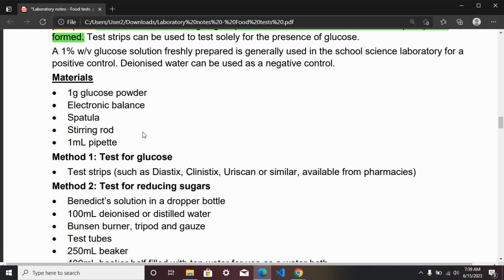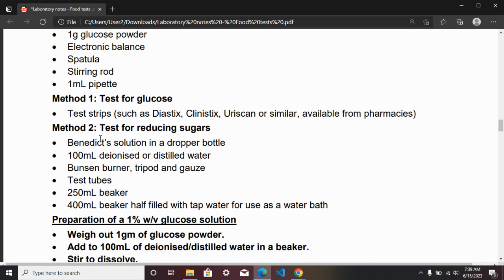So the materials that we'll be needing are glucose powder, an electronic balance for measuring, a spatula for picking up the amount of glucose to be tested, a stirring rod for mixing, and a 1 milliliter pipette. So then, what's the test for glucose? Test strips such as Diastix, Clinistix, and Glucostix are available from pharmacies. These are materials to use in testing. You can go buy them, but you'll be provided with ordinary things to use for testing.